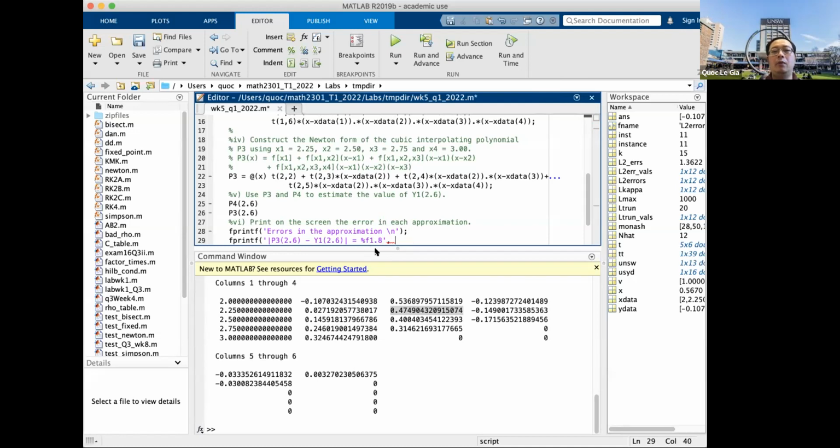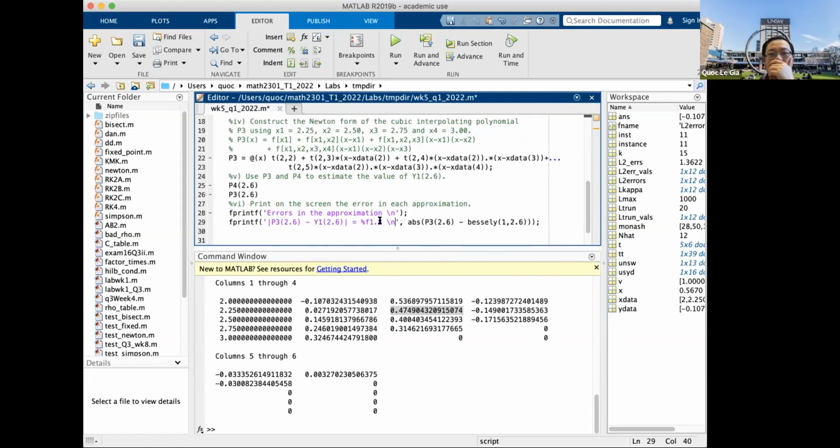Now you just take P3 of 2.6 minus, remember, we just assume that y order 1 at 2.6 gives you the exact value. So this is how you use the y function, and then you use your P3, which is your polynomial. Do not forget the absolute value. And that's it. I think I should put the F at the end, like this.